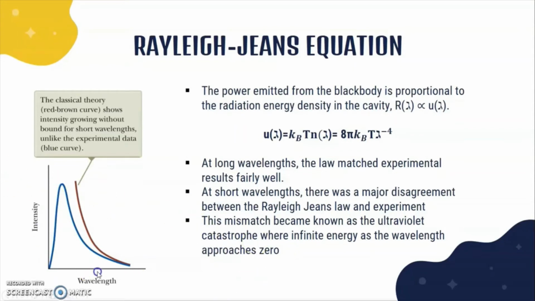This is the graph of intensity versus wavelength, where the red one refers to the classical theory. Meanwhile, the blue one refers to the experimental data. We can see that the classical theory intensity grows without bound for short wavelengths.